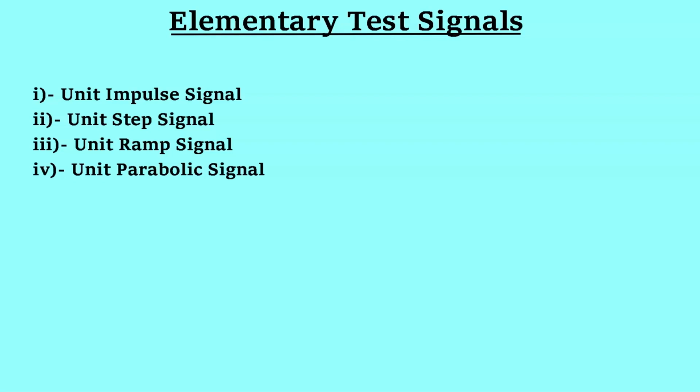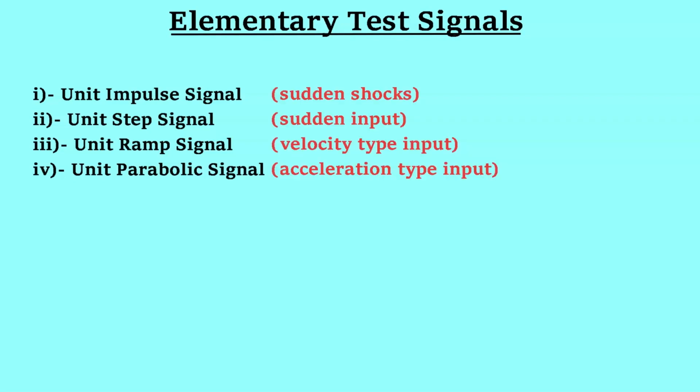These test signals actually represent the behavior of very common natural phenomena, like the unit impulse signal can represent the behavior of lightning surges that are caused within the nearby area where lightning has struck. The unit step signal represents the ideal behavior of a normal applied input, whereas the ramp and parabolic signals represent particularly velocity and acceleration type inputs.